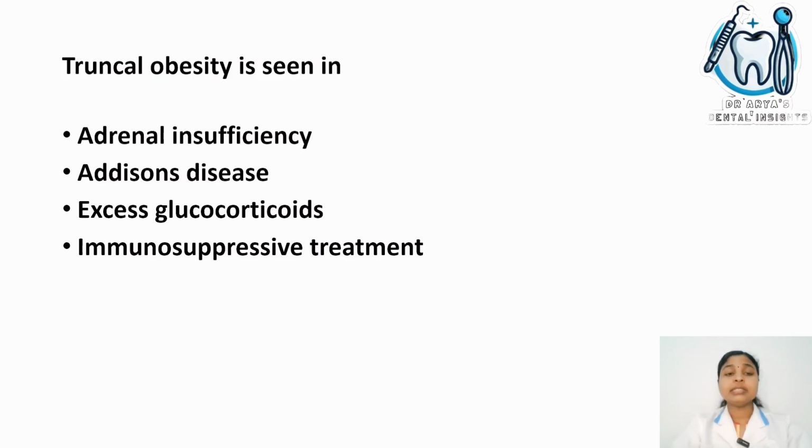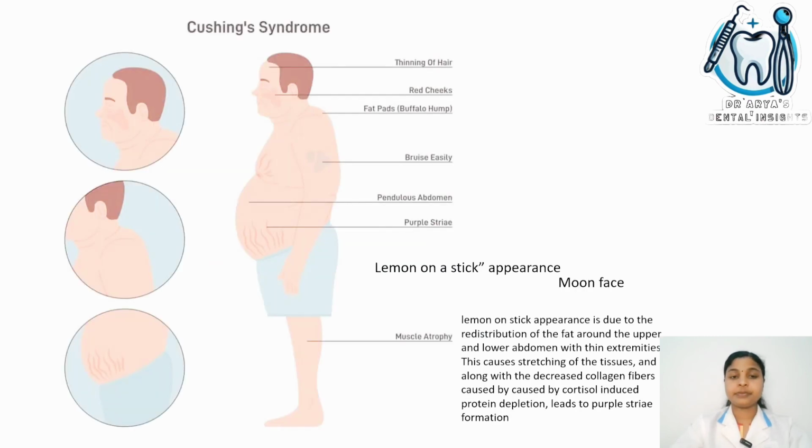Then coming to the next question: truncal obesity is seen in which condition? Is it adrenal insufficiency, Addison's disease, excess glucocorticoids, or immunosuppressive treatment? So this is Cushing's syndrome. Here there is thinning of hair, red cheeks, and also the buffalo hump, that is, fat pads, and they bruise easily. And here there is the pendulous abdomen, or truncal obesity is seen.